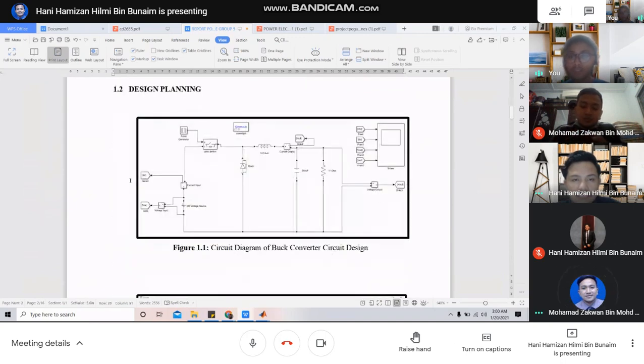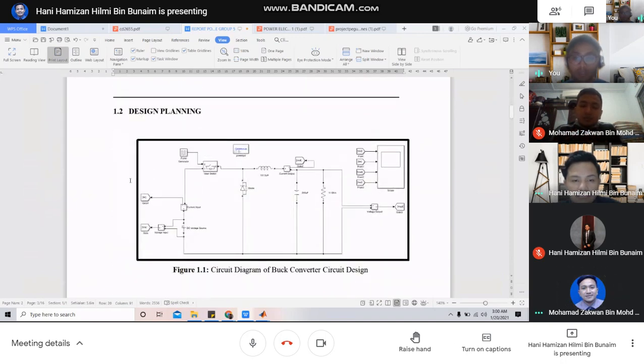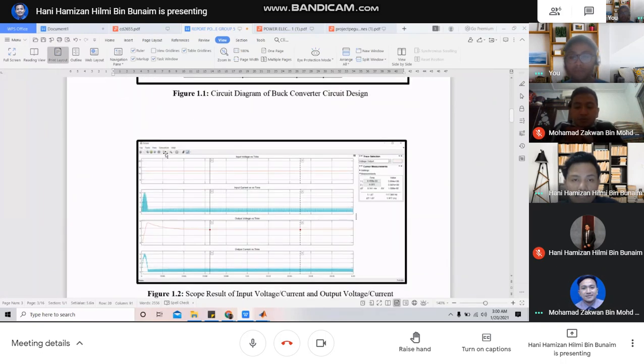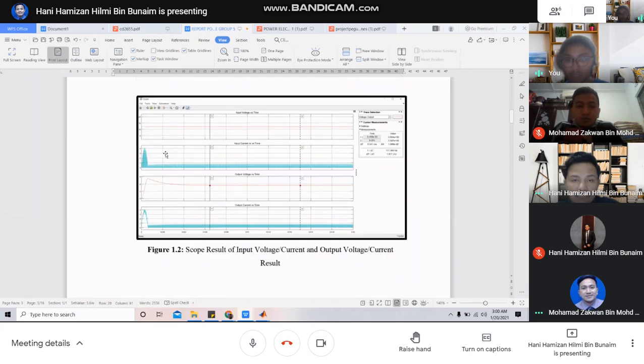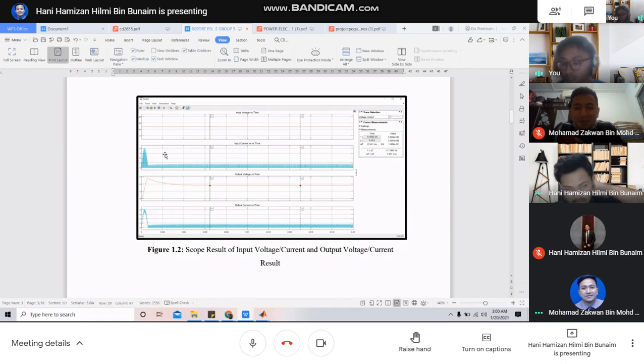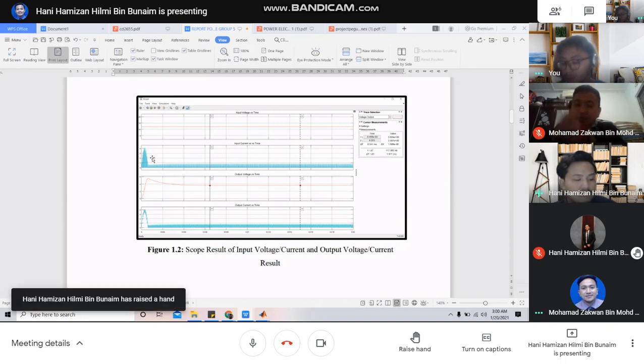So next, for the design planning, this is our simulation from MATLAB for the circuit design. This is our result for the simulation. The first graph is input voltage versus time. The second graph is input current versus time. The third graph is output voltage versus time. And the fourth graph is output current versus time.